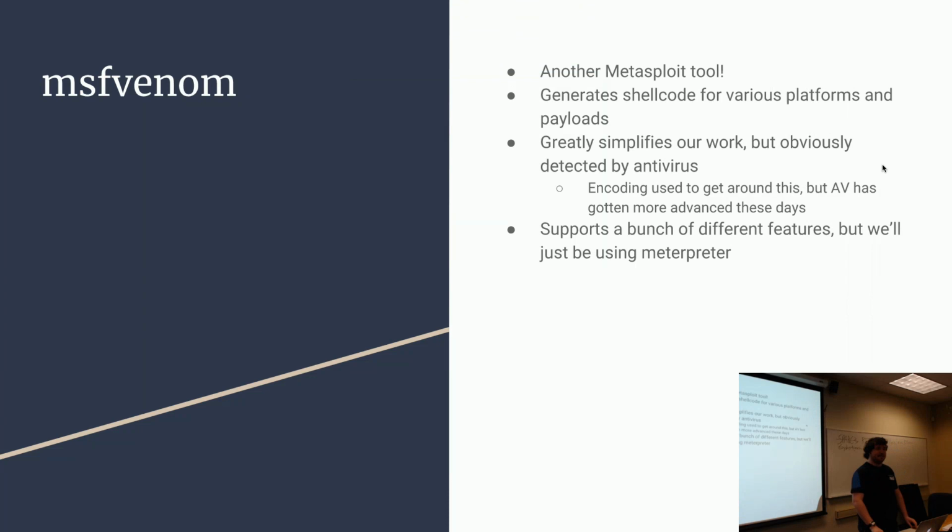If I had antivirus turned on, it would get picked up really quickly because the signature for Meterpreter is a huge red flag, an obvious thing for antivirus to alert on. So let's bring it all together.